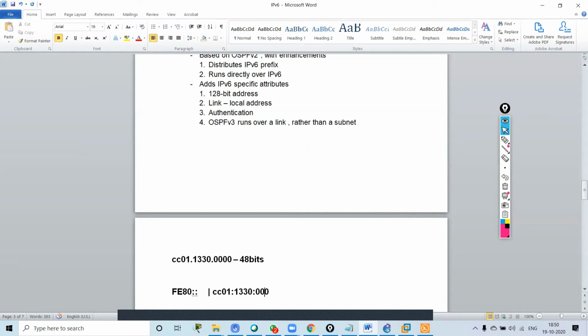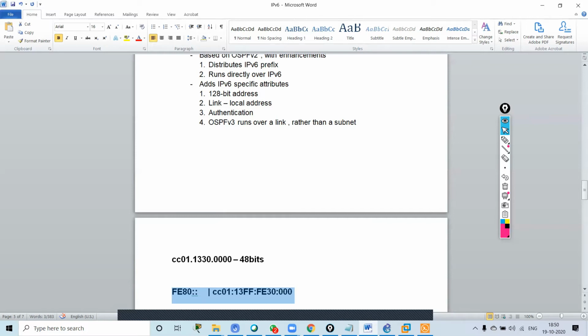The extended EUI64 format means we have to add something in the middle of the MAC address. We have to add FF colon FE, FFFE. Now this became my 128 bits.